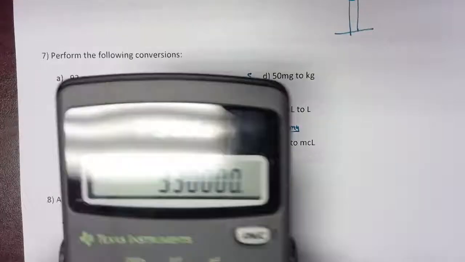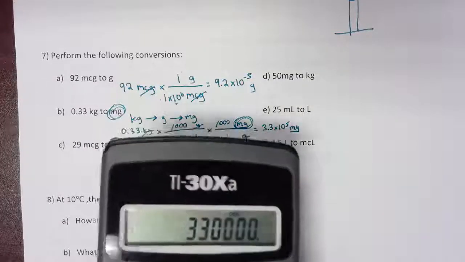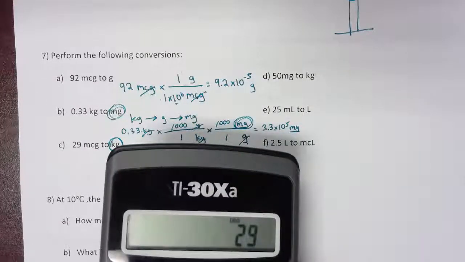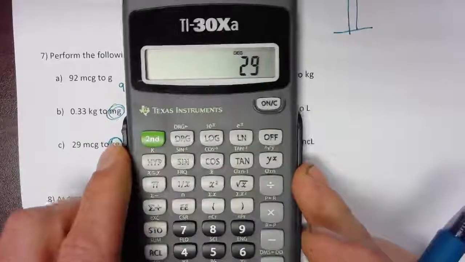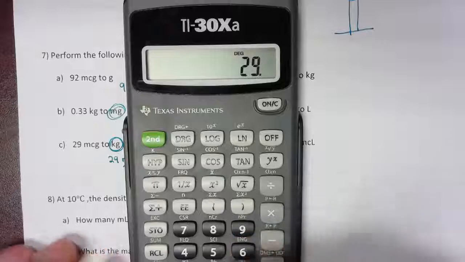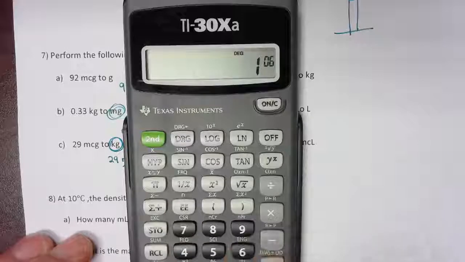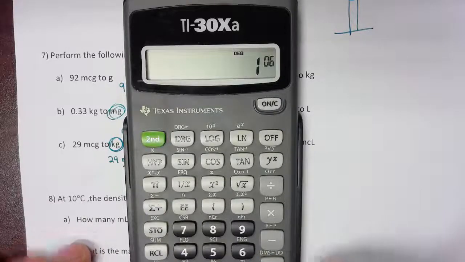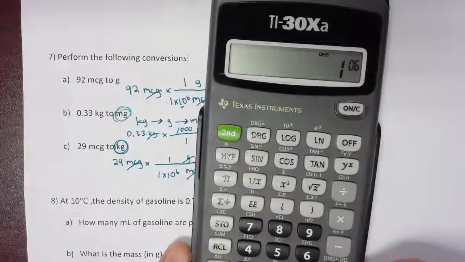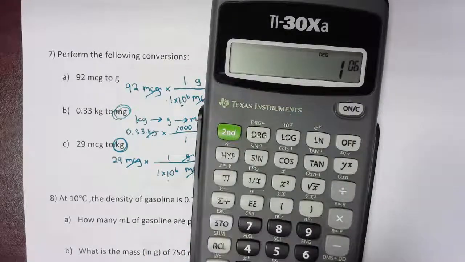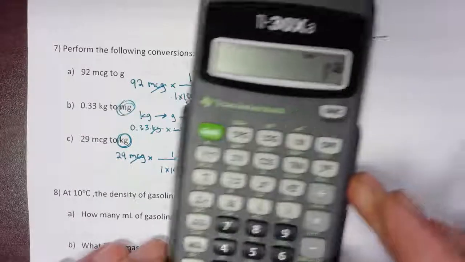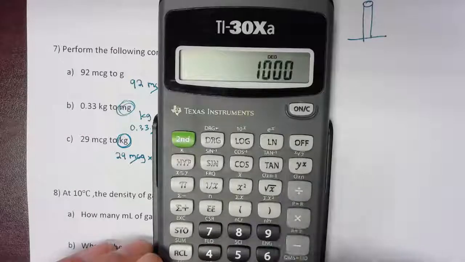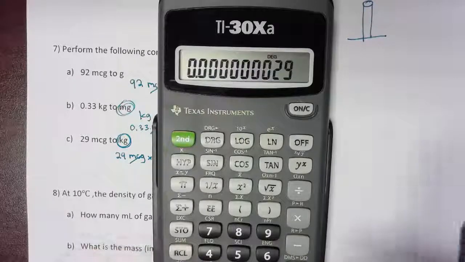So if I put this in my calculator, it's very easy. I'm just going to do 29 divided by 1e6. Okay, divide by what's on bottom. And I'm going to divide again by 1,000. And I end up with this really long number.